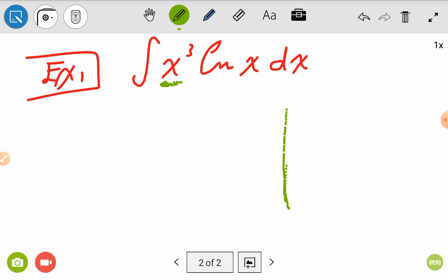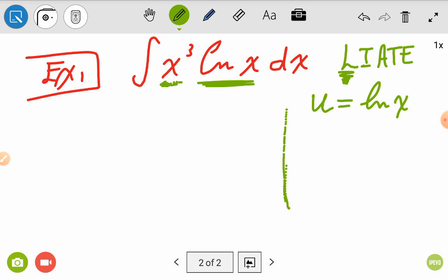No, wait, mister, you said for us to follow the LIATE word. So LIATE, and we said L stands for what? L-I-A-T-E. So to choose your u, who comes first here? The L. L here stands for logarithm, and we have ln, and ln is one of the family of logarithmic functions. So u is ln x, and sure, dv is x cubed.